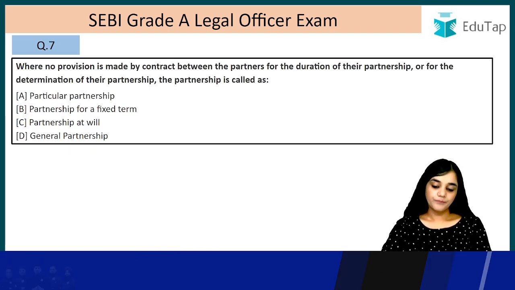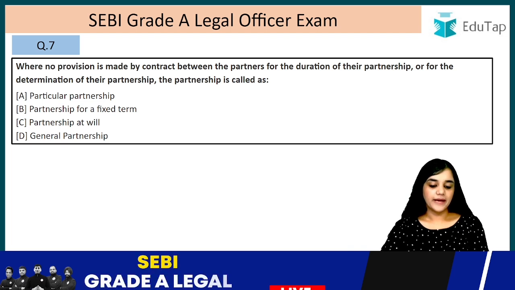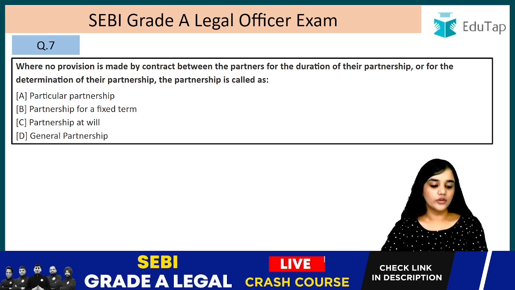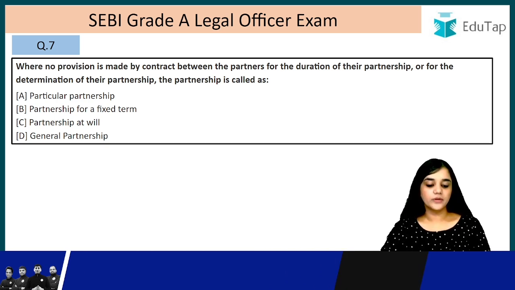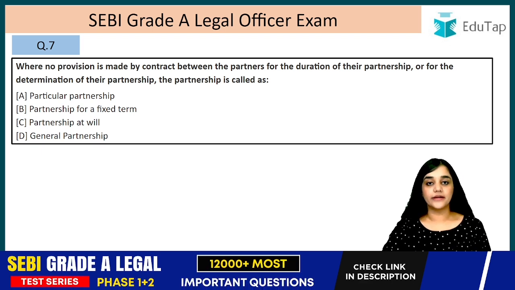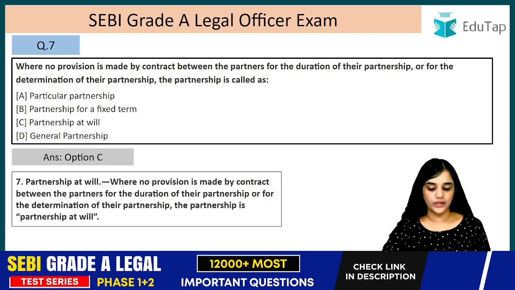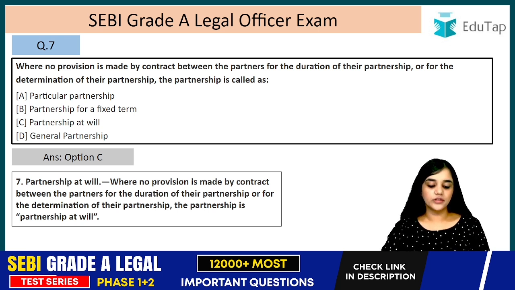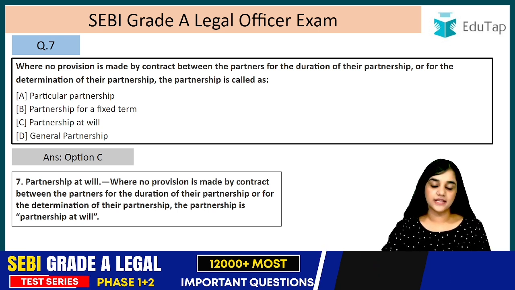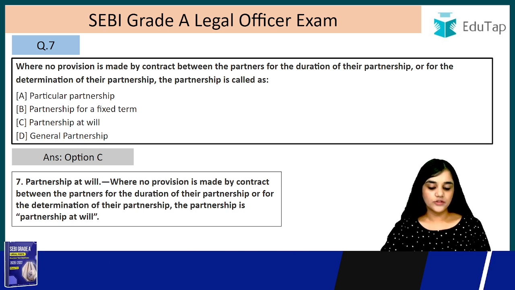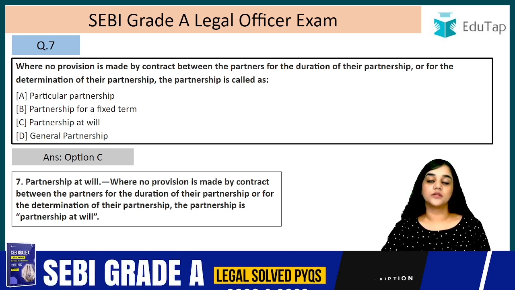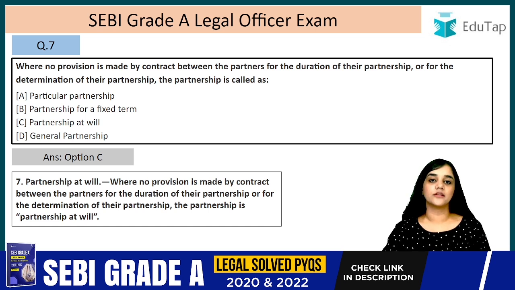Question number 7. Where no provision is made by the contract between the partners for the duration of their partnership or for the determination of their partnership, then such partnership is termed as partnership at will. So where no provision is made by the contract for the duration, where no expiry date has been given, or for the determination of their partnership, the partnership is termed as what? Partnership at will.